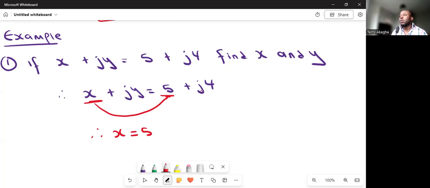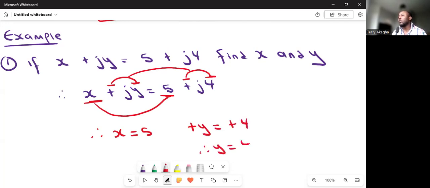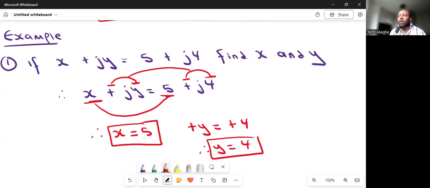And also, plus y, are you seeing it? Must be equal to plus 4. Then plus y must be equal to plus 4, so therefore y is equal to what? 4. Remember, I said you have to take note of the signs as well. It's very important, because if it was minus, then plus y has to be equal to minus 4. So you have to be very, very careful in this play.